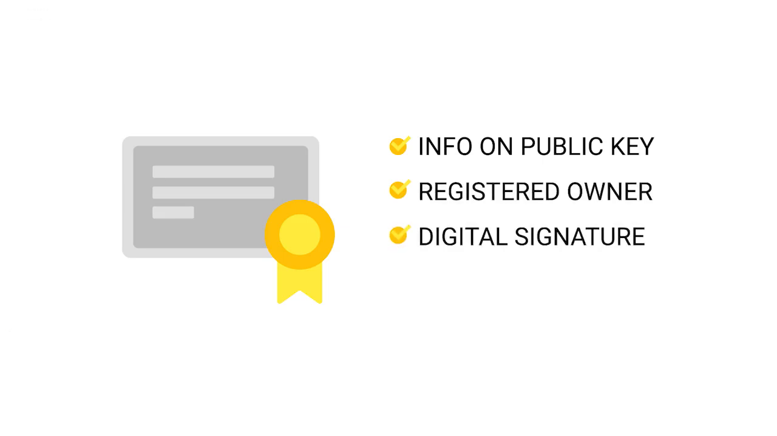PKI is a system that defines the creation, storage, and distribution of digital certificates. A digital certificate is a file that proves that an entity owns a certain public key. A certificate contains information about the public key, the entity it belongs to, and a digital signature from another party that has verified this information. If the signature is valid and we trust the entity that signed the certificate, then we can trust the public key to be used to securely communicate with the entity that owns it.